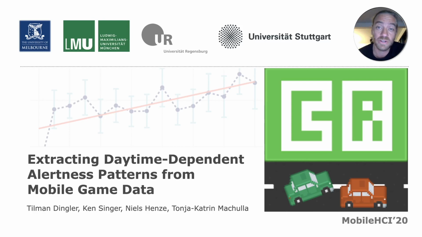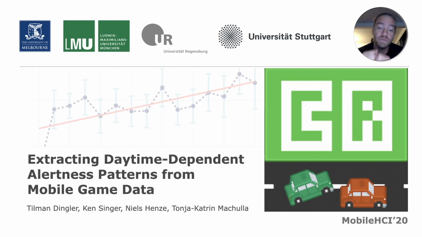And it's all about cognitive performance. So cognitive performance, such as alertness, fatigue, decision-making abilities, all these things fluctuate throughout the day, partly due to our inner clock. And so in this research, I will show you how we use performance measures obtained from mobile gaming data to model the player's varying alertness levels.